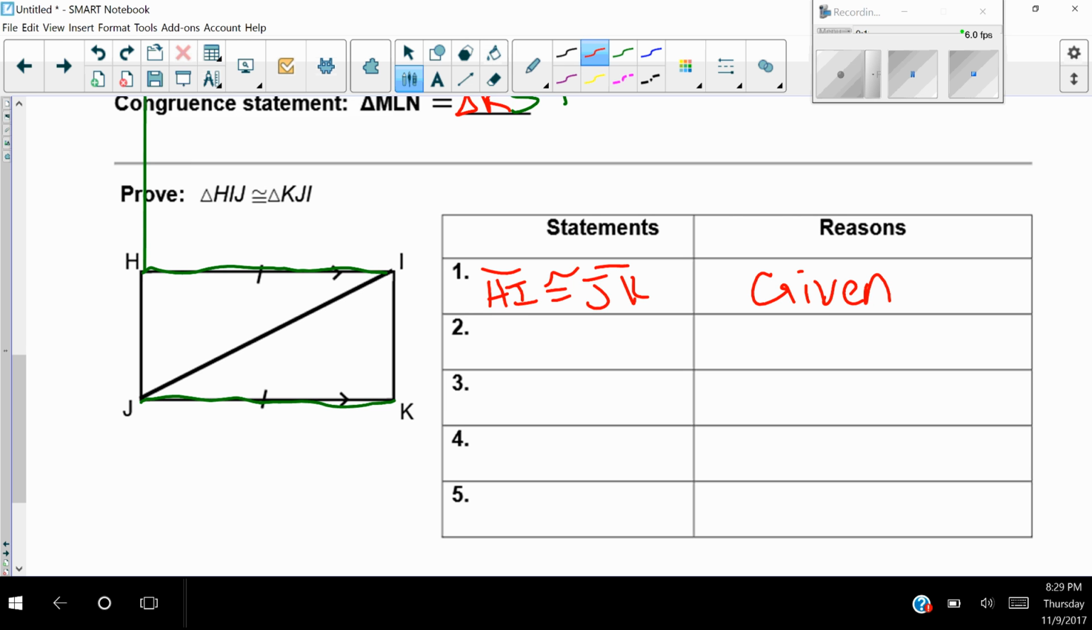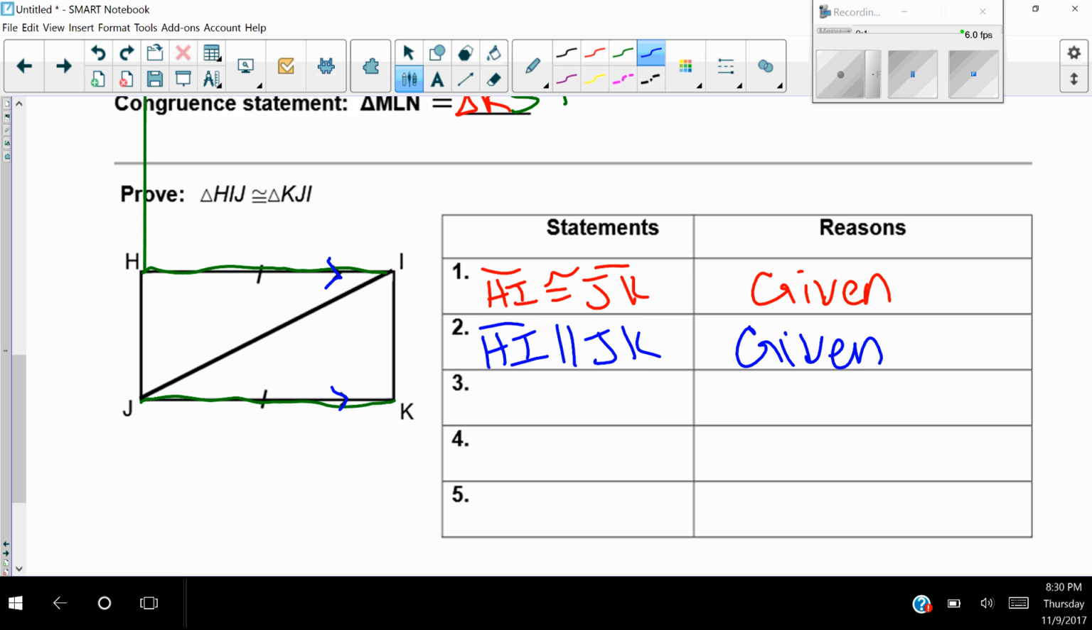And they're giving me one more thing. We have this little arrow. These arrows mean that our lines are parallel. So I'm also going to write in there HI is parallel to JK. And that's also given. They plugged it in there for us. So that's also given.